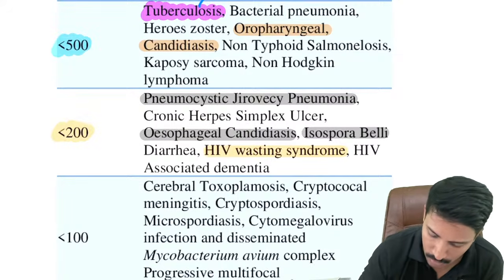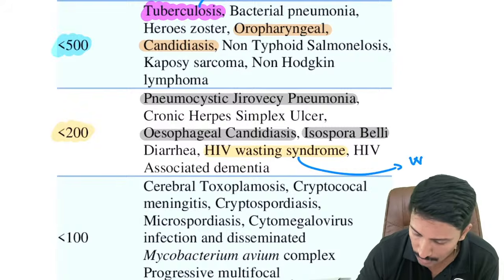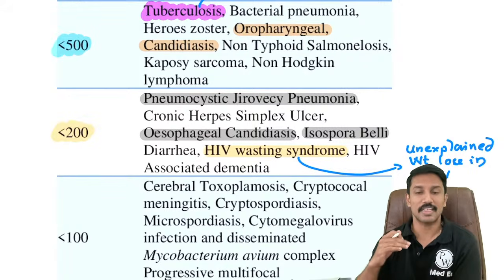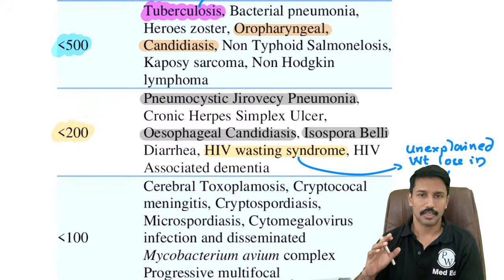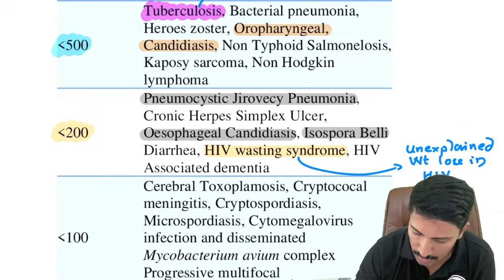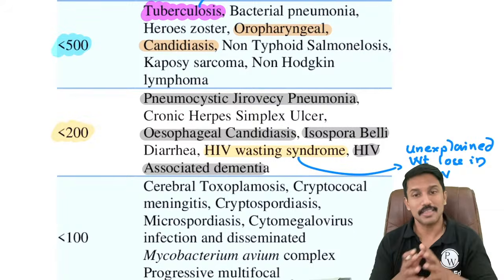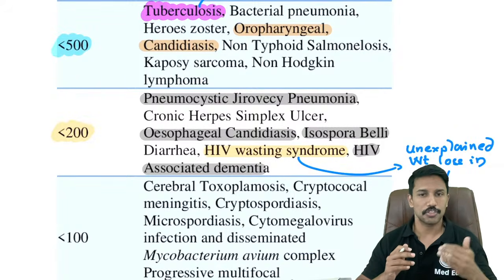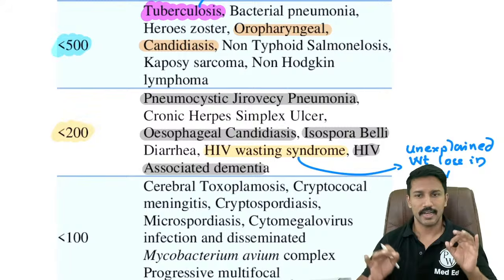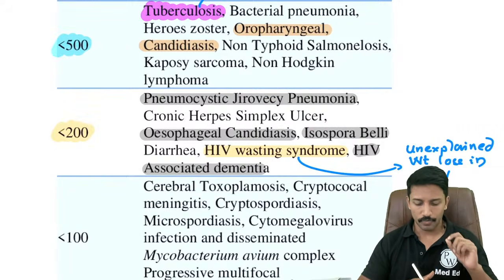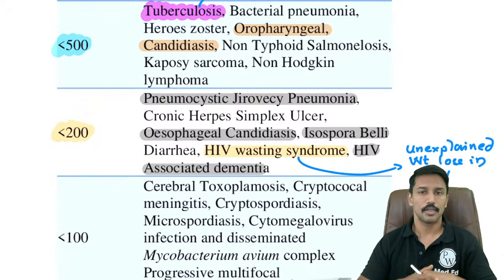What is HIV wasting syndrome? It refers to unexplained weight loss in HIV patients. This can also be called HIV cachexia. And then HIV also starts affecting the CNS functions, that is HIV associated dementia, which in the past we used to call AIDS dementia complex. We no longer call it AIDS dementia complex. We simply call it HIV associated dementia. All of these happen when the CD4 count is less than 200.